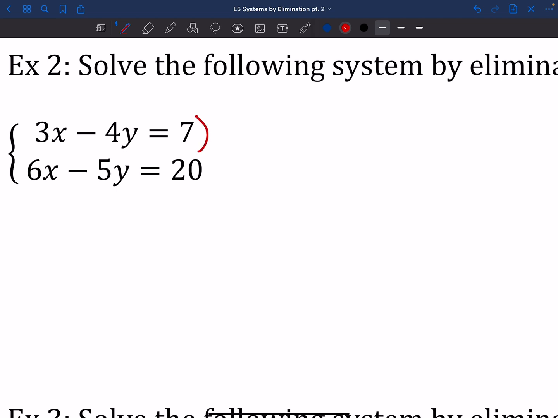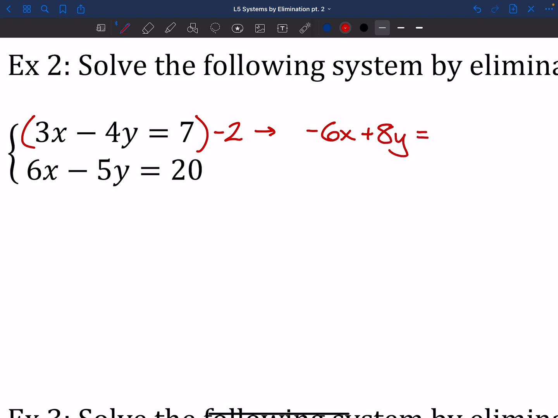So to turn 3 into 6, we're going to multiply just the top one. And you might be thinking, oh yeah, let's multiply by 2. I'm going to do something a little bit weird, so bear with me. I'm going to multiply everything by negative 2. When I do that, let's take a look at what's going to happen. 3 times negative 2 is negative 6x. Negative 4y times negative 2 is plus 8y.